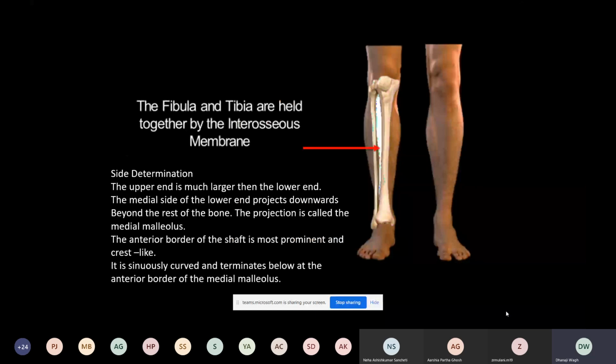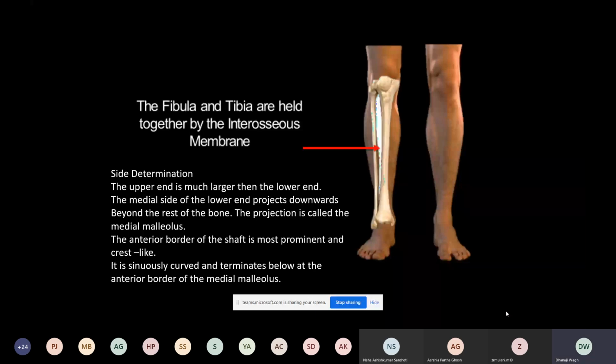For the side determination of the fibula, remember these two points. The upper end is much larger than the lower end. See in the diagram, the medial side of the lower end projects downwards beyond the rest of the bone towards the ankle joint. See this bone projection, it is called the medial malleolus.